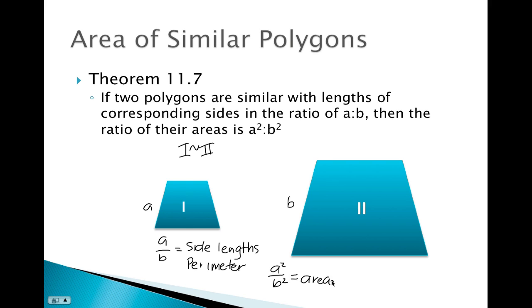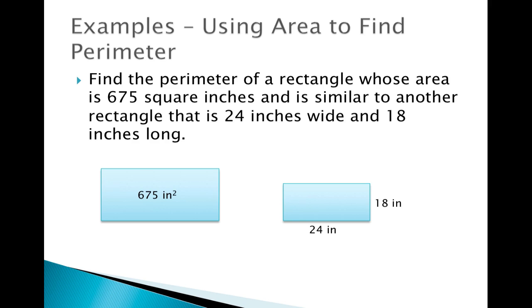Now that we have this equation and this ratio or proportion, let's move on to a couple of examples that use this. We're going to use the area to find the perimeter. We need to find the perimeter of a rectangle whose area is 675 square inches and is similar to another rectangle that is 24 inches wide and 18 inches long.